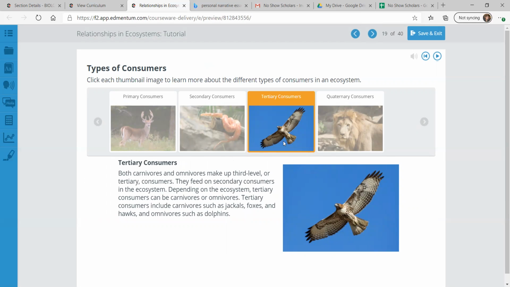Tertiary consumers, both carnivores and omnivores can make up this third level. They feed on secondary consumers in an ecosystem, and depending on the system, tertiary consumers can be carnivores or omnivores. Tertiary consumers include carnivores such as jackals, foxes, and hawks, or omnivores such as dolphins.